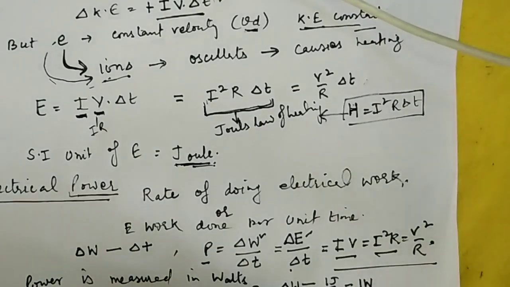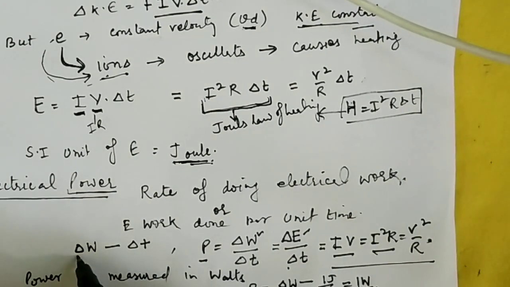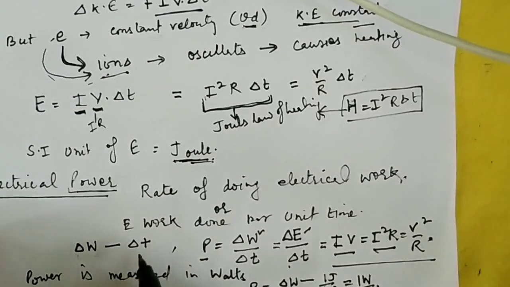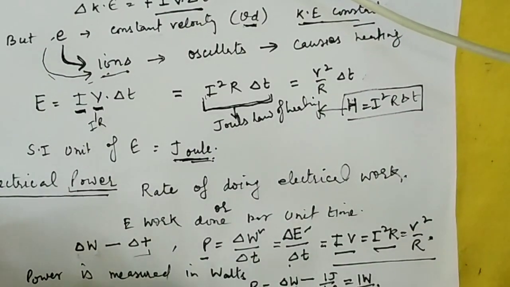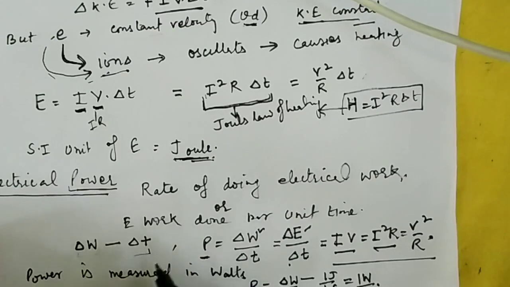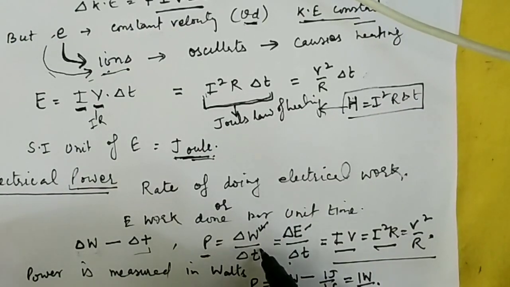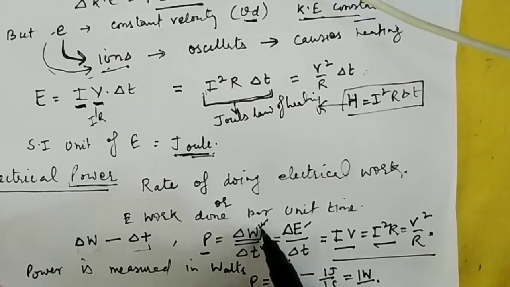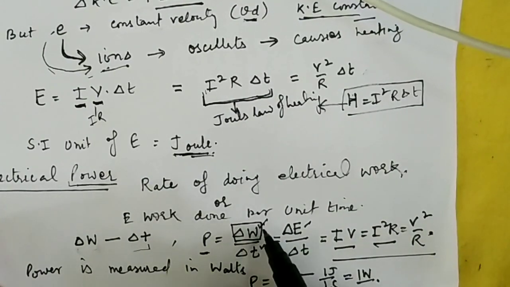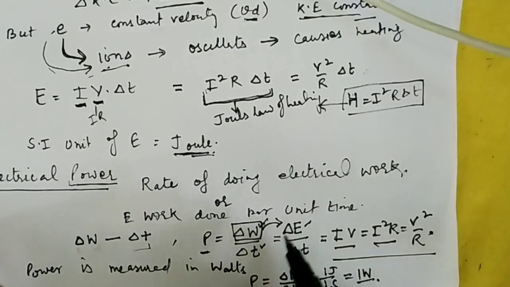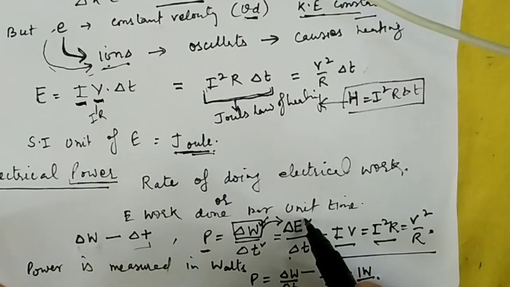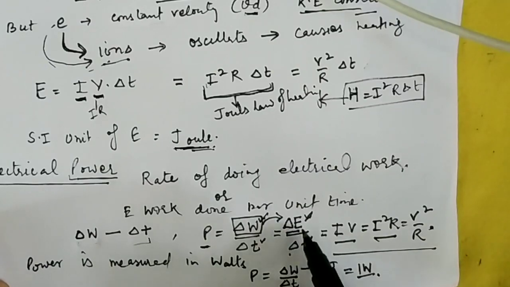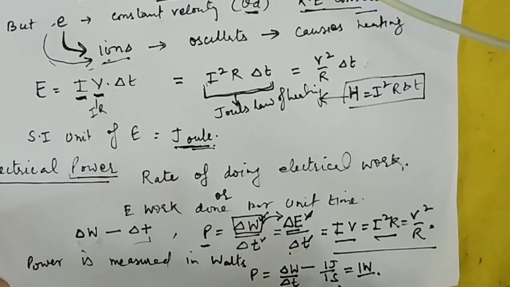Suppose any device is doing delta W amount of work in delta T time, then its power is given by delta W divided by delta T. As we have already discussed, this amount of work is stored or consumed in the form of heat, or it is just a type of energy, delta E divided by delta T.